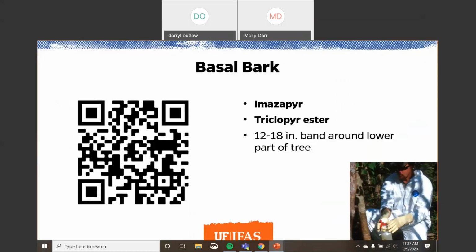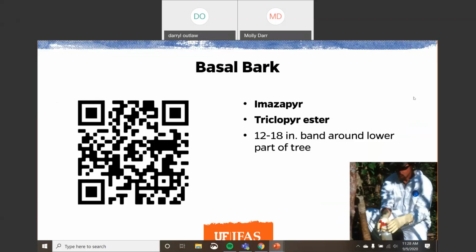My area of expertise is biological control. As you've probably noticed, I spent a lot more time talking about these insects than these other types of control. This QR code will get you to the UF/IFAS page on the control of Brazilian peppertree. Specific details are there, but always follow your label.